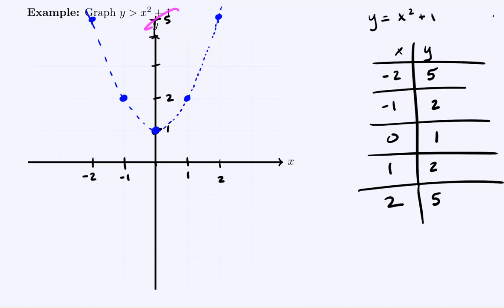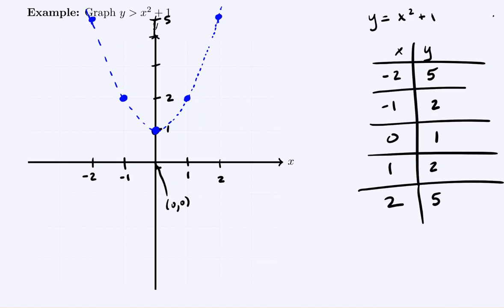Another way is that you can pick a point that's clearly in one of the sections, and specifically, not a point that is on the curve. For instance, do we see the point 0, 0 is not on the curve? And the reason we like 0, 0 if it's available is it's a very nice number to work with. So you pick a point in one of the sections, and you plug that into the inequality. If you get a true statement, that means you should shade the part of the graph that includes that point. But if you get a false statement, then you should shade the opposite.